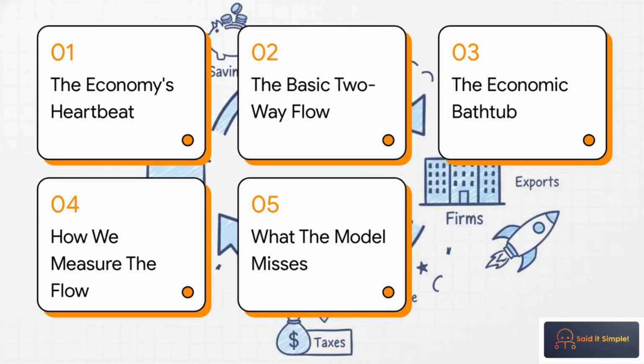So here's our game plan. We're going to start with where this whole idea even came from. It's a bit of a surprise. Then we'll draw out the basic two-way flow. After that, we'll get into something called the Great Economic Bathtub. Trust me, it makes sense. We'll see how we measure all this, and then we'll ask the big question. What is this map missing?